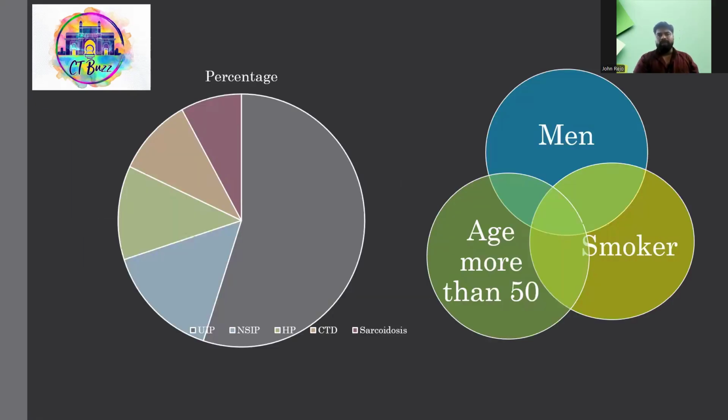This is a graphical representation of the data we accumulated. So the most common is UIP, followed by NSIP, then hypersensitivity pneumonitis, then connective tissue disorders, the pneumoconiosis and sarcoidosis, most commonly affecting men with age more than 50 years and smokers.